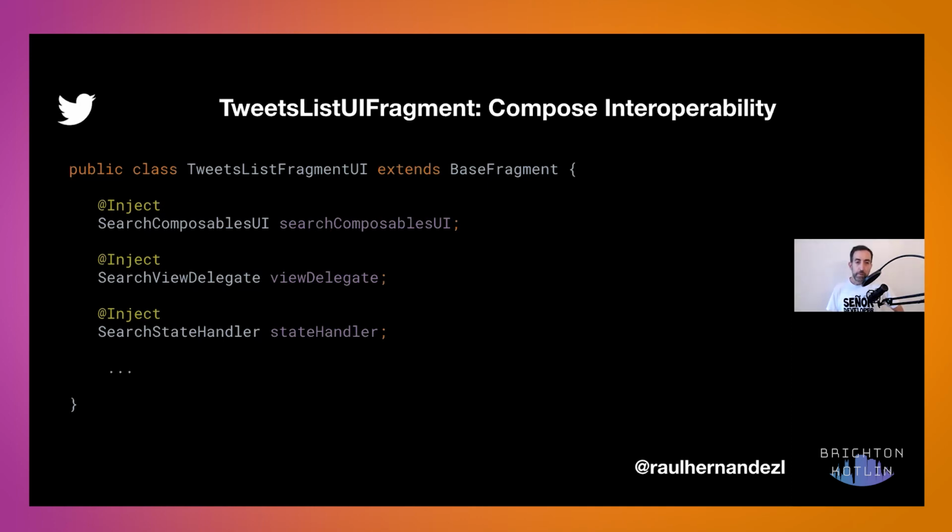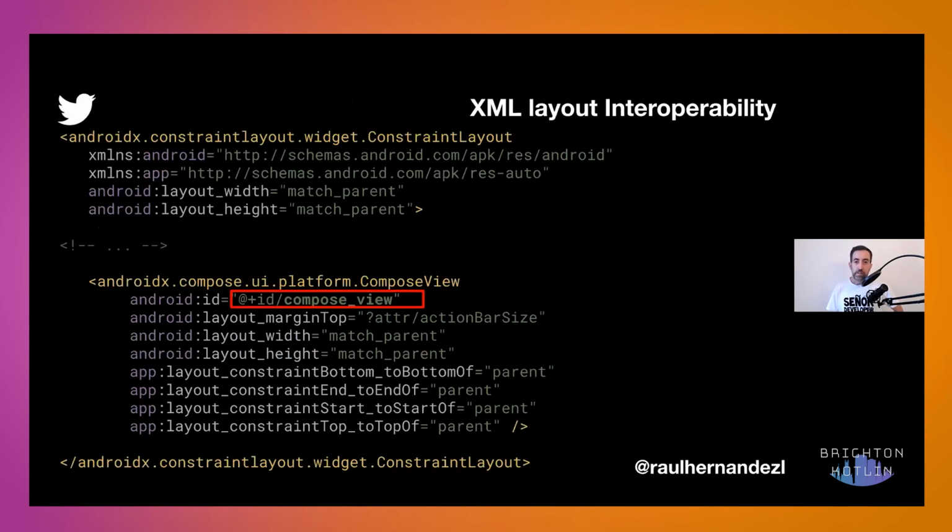First of all, I created an entity called search composable UI, apart from the delegate and the handler. And the first thing we need is in our XMLs, with the layouts on Android. For interoperability purposes, you need to, first of all, add the compose view. That's going to be the one that you will use to start migrating. You will need an ID for this compose view that you will use in a moment.